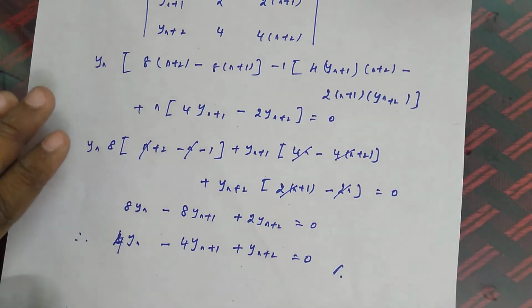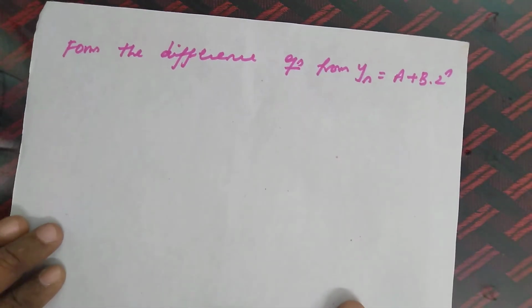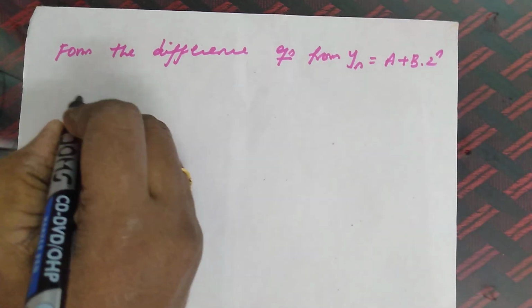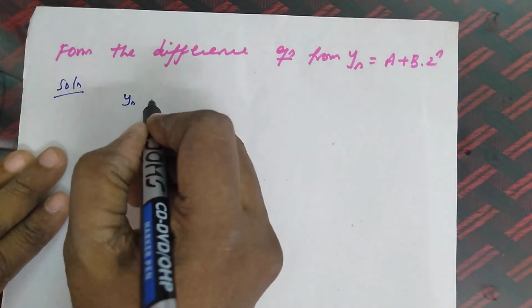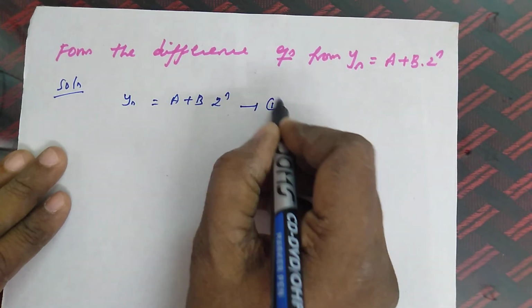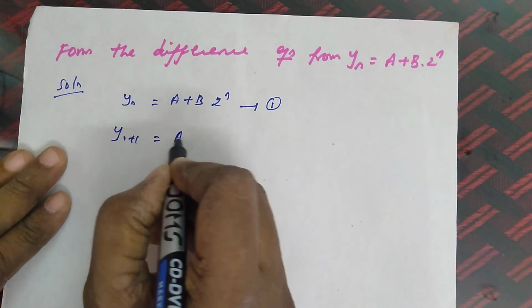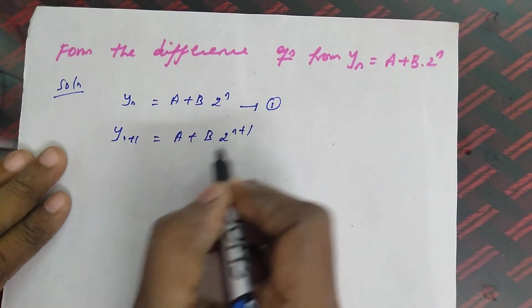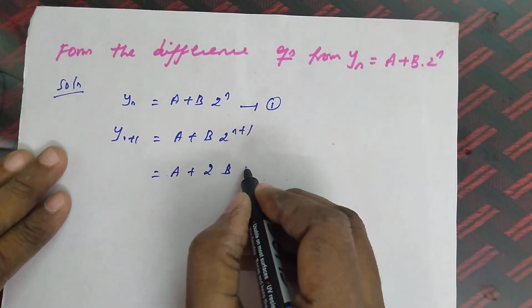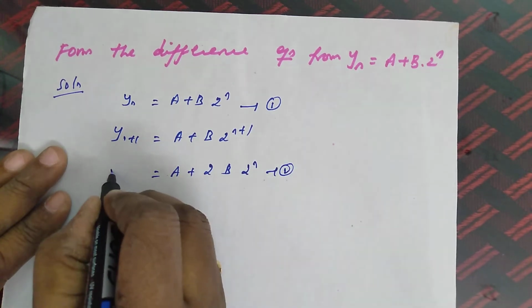Now look at the next question. Form the difference equation from yn equal to a plus b into 2 power n. This is the question. So we will write the given equation, yn equal to a plus b into 2 power n. This is our equation 1. Replace n by n plus 1. So a plus b into 2 power n plus 1. Now 2 power n plus 1 can be written as 2 into 2 power n. So a plus 2b into 2 power n, equation 2.